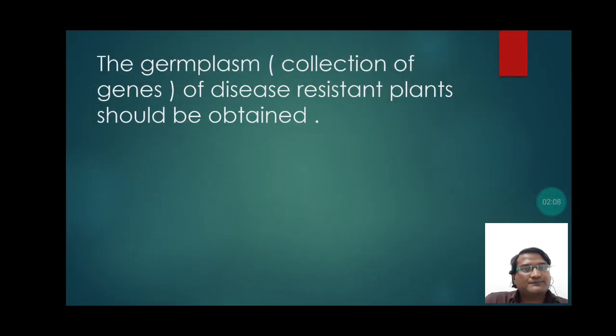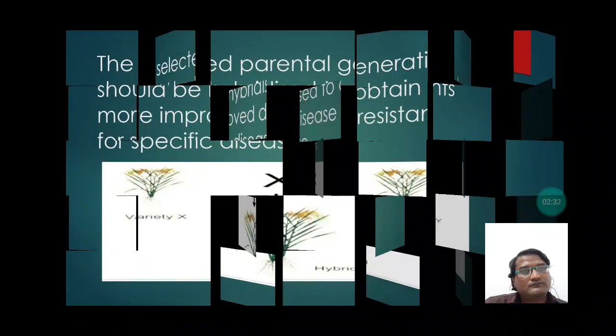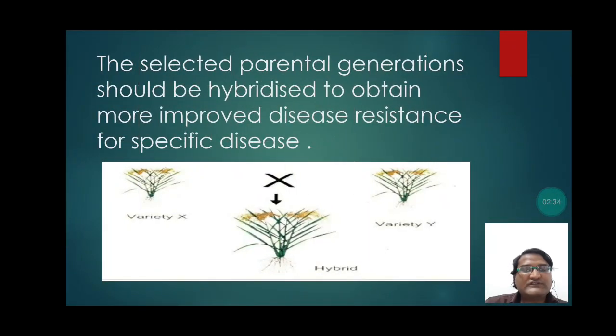The germplasm, that is the collection of genes of disease resistant plants, should be obtained. Students, initially the germplasm of disease resistant plant must be obtained. The selected parental generations should be hybridized to obtain more improved disease resistance for specific disease.